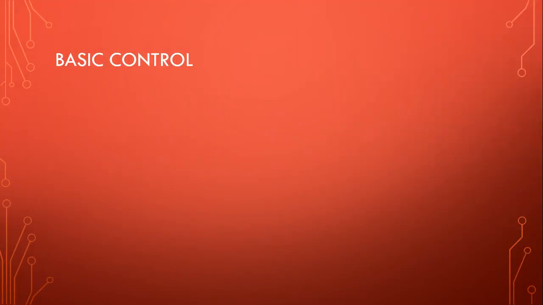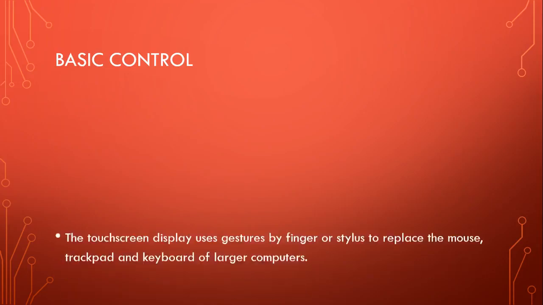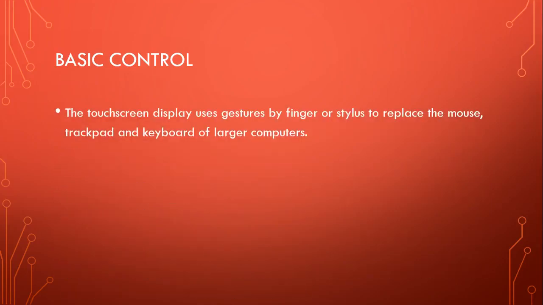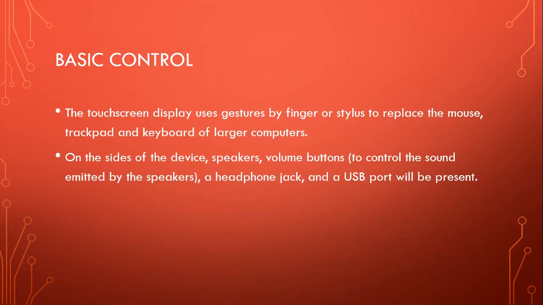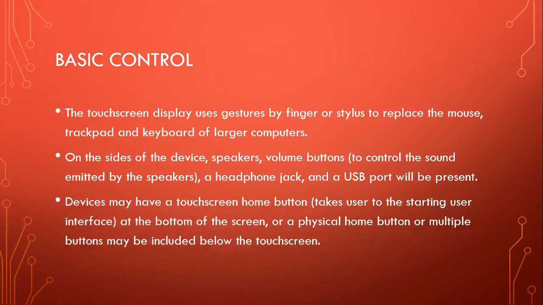Now let's talk a little bit about the basic control of a tablet. The touchscreen display uses gestures, typically by a finger or a stylus, in order to replace the mouse, trackpad, or keyboard of a larger computer. On the sides of the device, you have typically things like speakers, volume buttons to control the sound, a headphone jack, and a USB port. It varies from device to device, but these are typically things you're going to see.